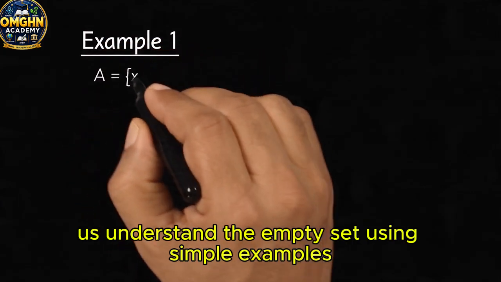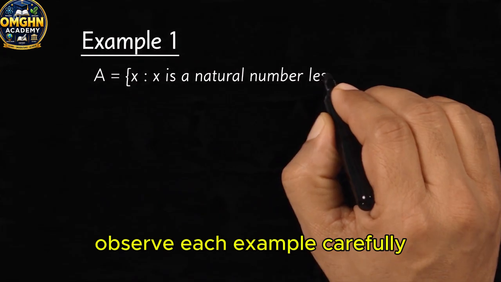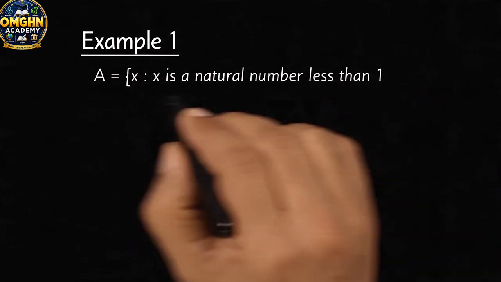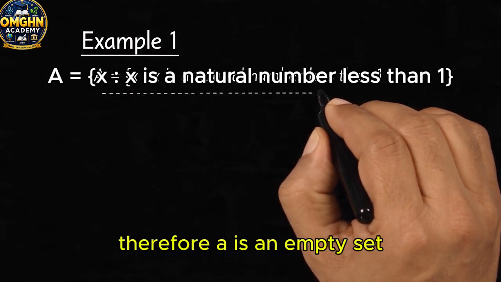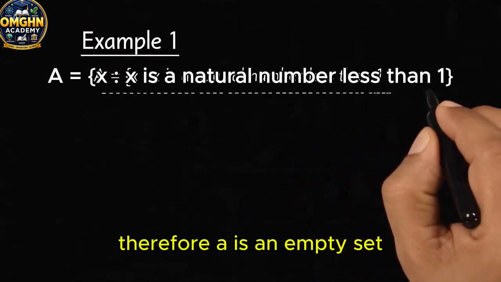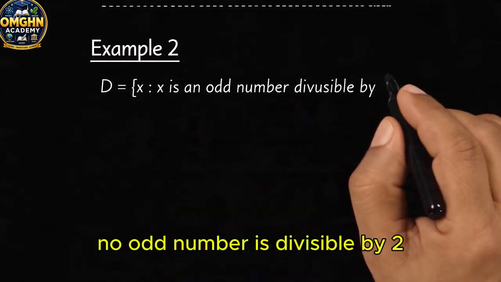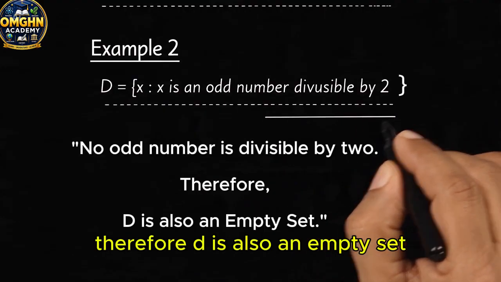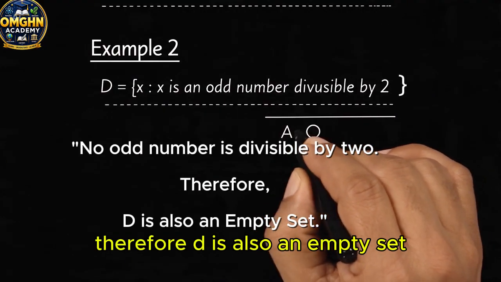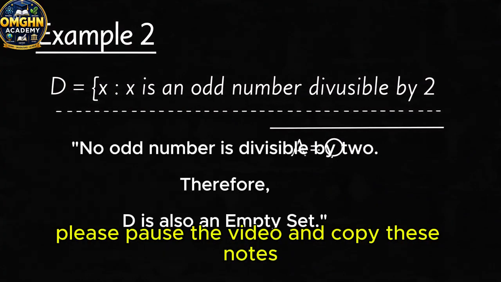Students, let us understand the empty set using simple examples. Observe each example carefully. There is no natural number less than 1. Therefore, A is an empty set. No odd number is divisible by 2. Therefore, D is also an empty set. Please pause the video and copy these notes.